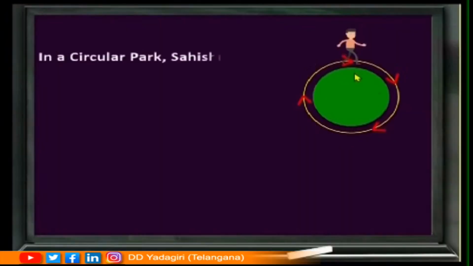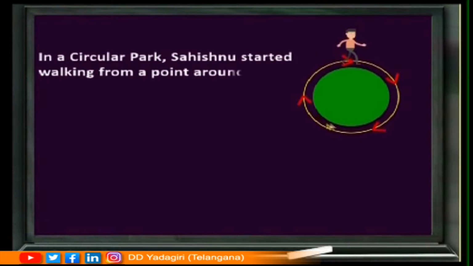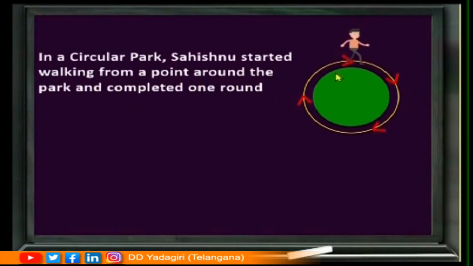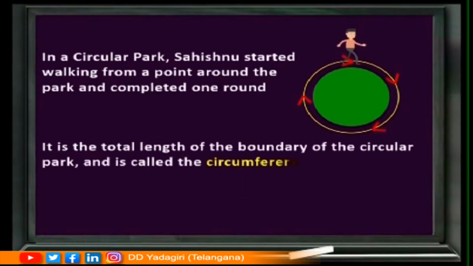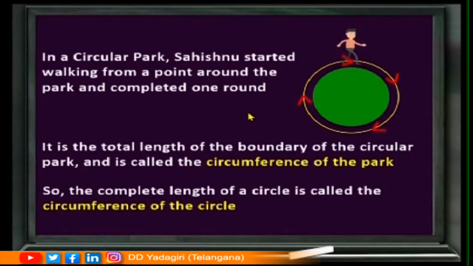This is a circular park and one student is walking around the circle. In a circular park, Sahishnu is a student who started walking from a point around the park and completed one round. He started from here and he made one rotation and reached here. What do you call the distance covered by Sahishnu? It is the total length of the boundary of the circular park and is called the circumference of the park. So, the complete length of a circle is always called the circumference of the circle.